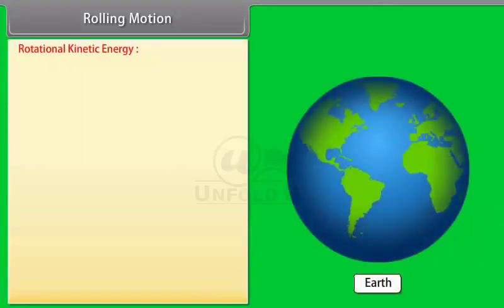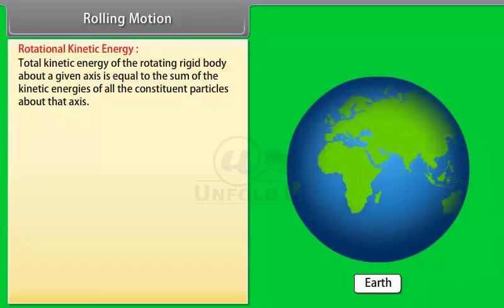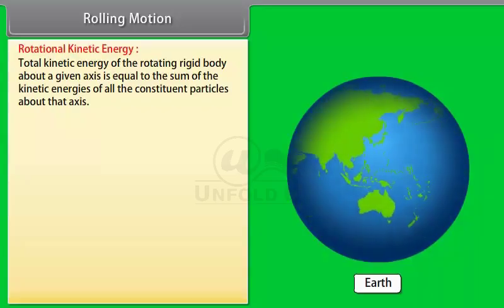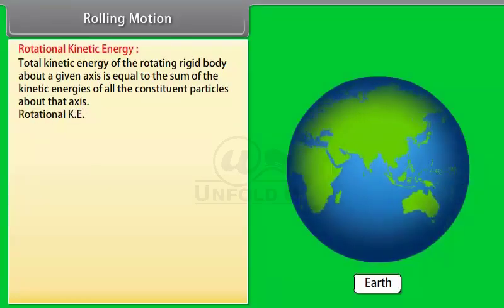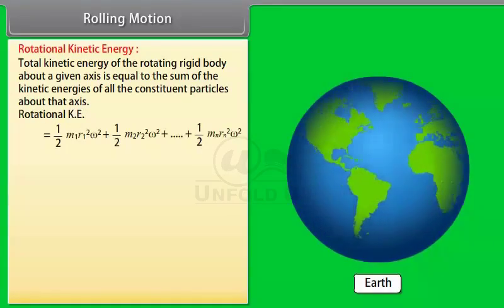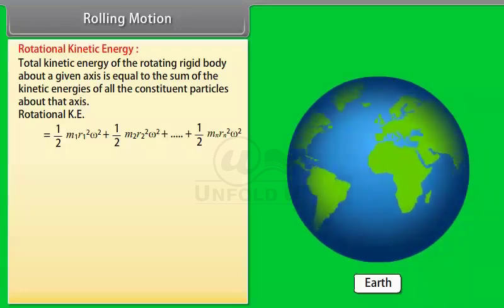Rotational kinetic energy. The total kinetic energy of the rotating rigid body about a given axis is equal to the sum of the kinetic energies of all the constituent particles about that axis. Rotational kinetic energy is equal to ½ m1 r1² ω² + ½ m2 r2² ω² + and so on till ½ mn rn² ω².